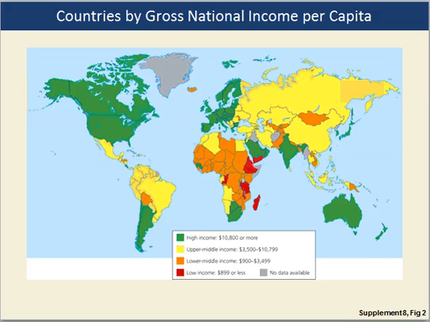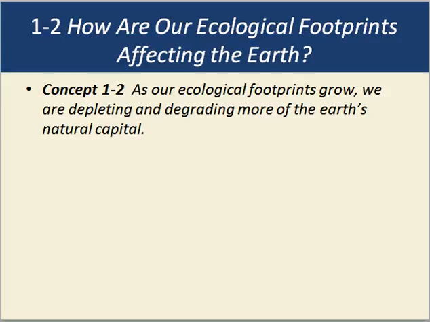Okay. You can see this map just shows the high income areas with the gross national income per capita all the way down to the very low in red. And with that, we can go into our next idea about how our ecological footprints affect the Earth.